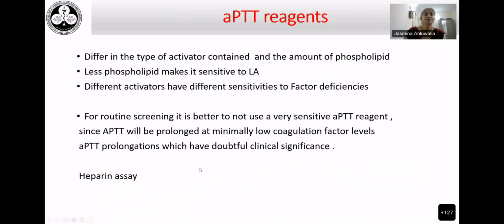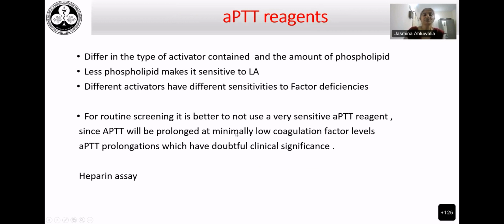The APTT reagents also differ from each other in the type of activator that they contain and the type of phospholipid that they contain, because these are the essential two things that the reagent contains. If you decrease the phospholipid, it becomes very sensitive to lupus anticoagulant, and different activators have different sensitivities to factor deficiencies. So it's not that my lab is finding a factor deficiency, your lab will also find the same degree of factor deficiency if we are using different APTT reagents.